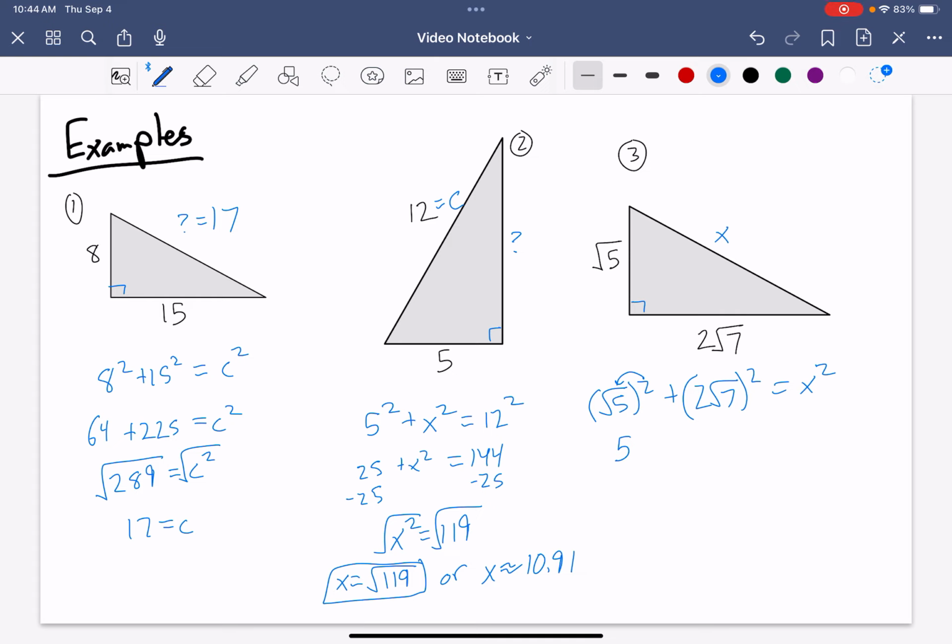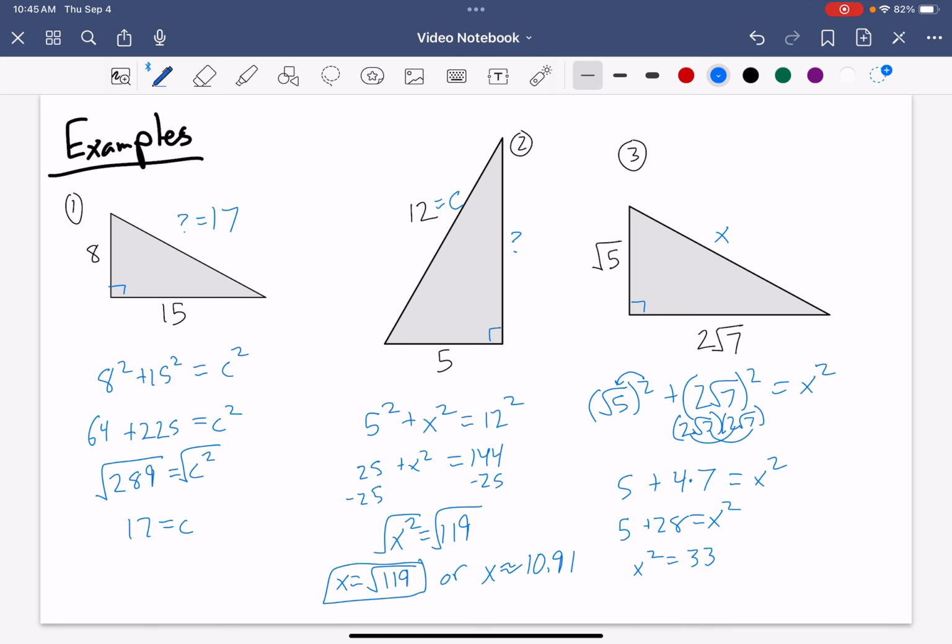Now, the 2 root 7, this one's a little more complicated. This is 2 root 7 times 2 square root 7. So that's going to give me, let me move my 5 down a little bit, 5 plus, all right, then I'll get 4 times, and again, square root of 7 times the square root of 7 is just going to be 7. This is equal to x squared. Tidy up the left side of my equation. 5 plus 28 is equal to x squared. So x squared is equal to 33.